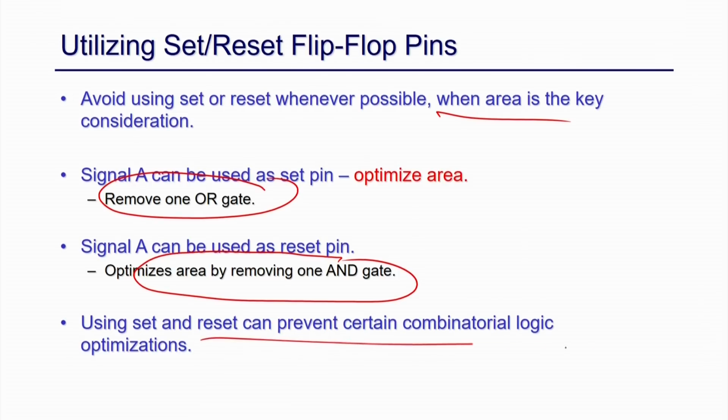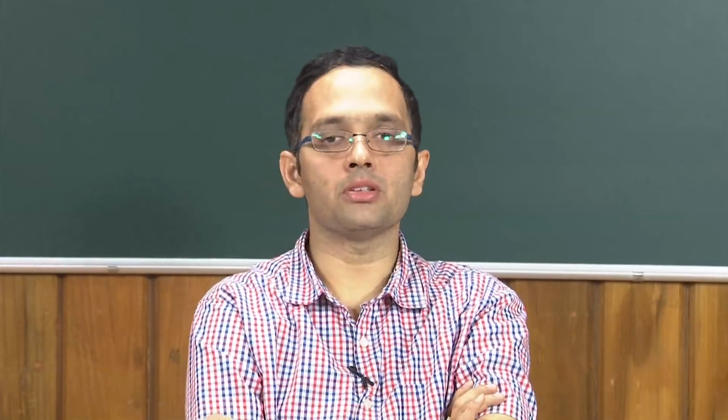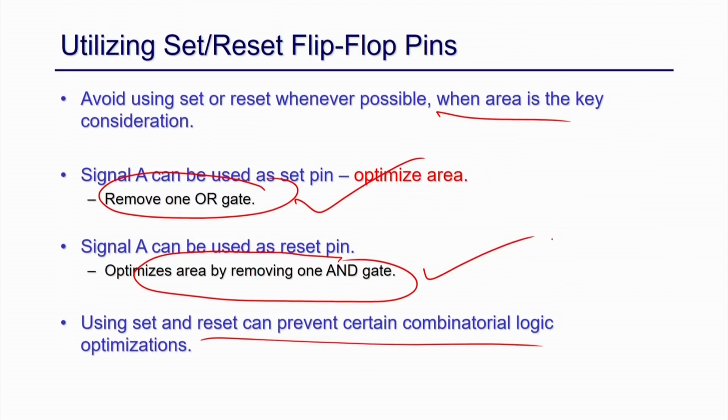So, overall the idea is that using the set and reset pin can prevent certain combinational optimization. So, we should always try to keep this option open, and this is primarily done by the synthesis tool. If you do not use the set and reset pin unnecessarily in your design, and you have this kind of structure, the tool will automatically map those AND and OR gates to the set and reset pin. So, you do not have to do anything, but keep in mind that if you unnecessarily use your set and reset pin, this will not be done by the synthesis tool, and it will just leave an unnecessary AND gate or OR gate in your design.